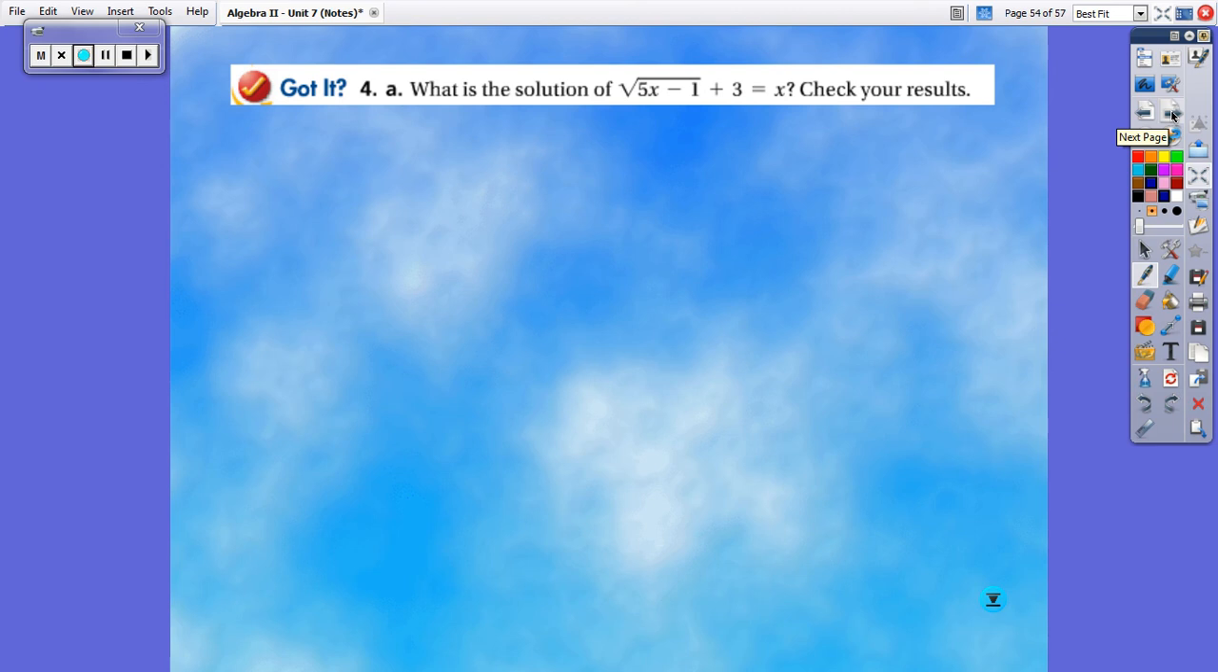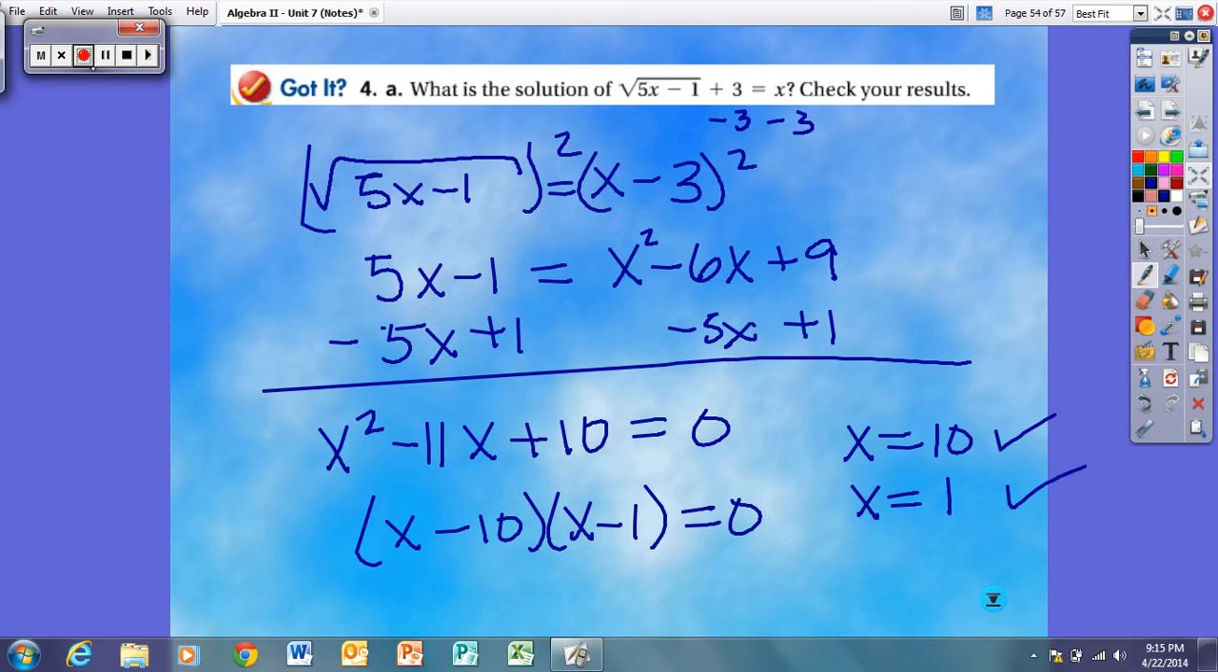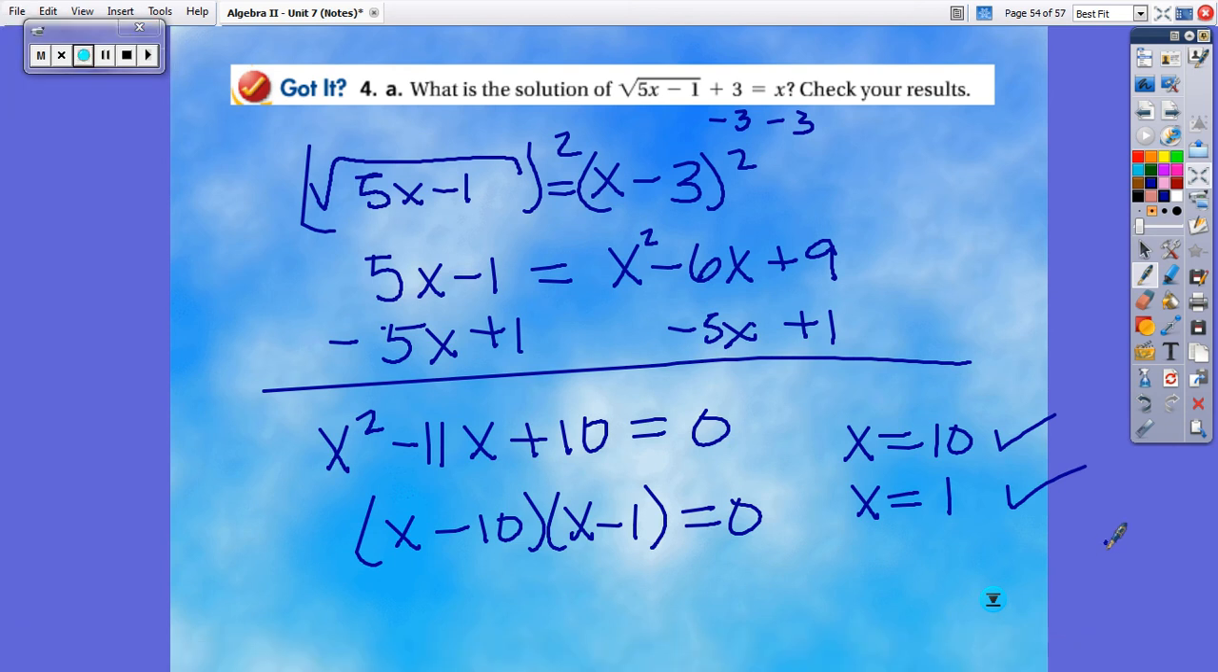Remember, you have to FOIL on the right-hand side because you have a binomial squared. And this was really almost the exact same type of problem, so you can go through all the steps, make sure you got everything right. You get 2 answers again, and both of them do work.